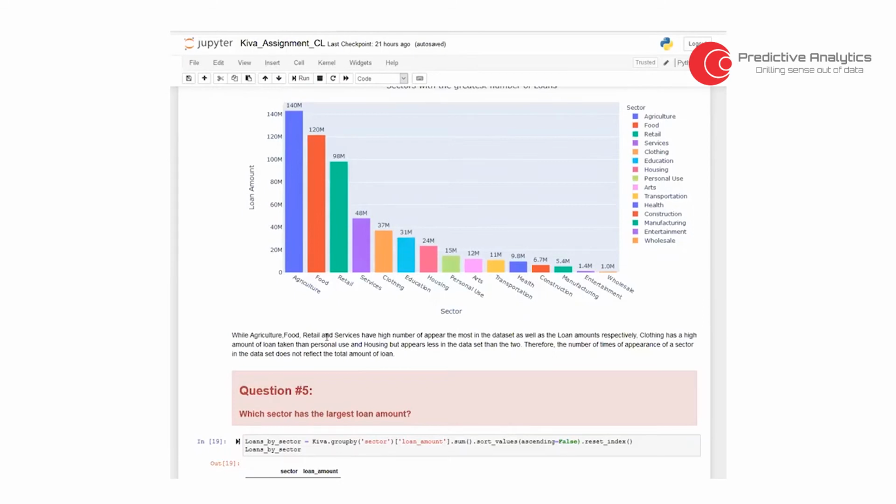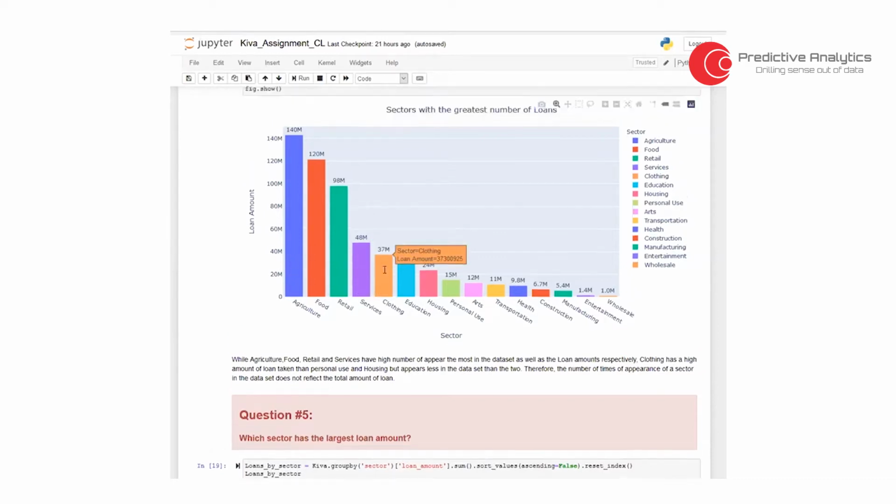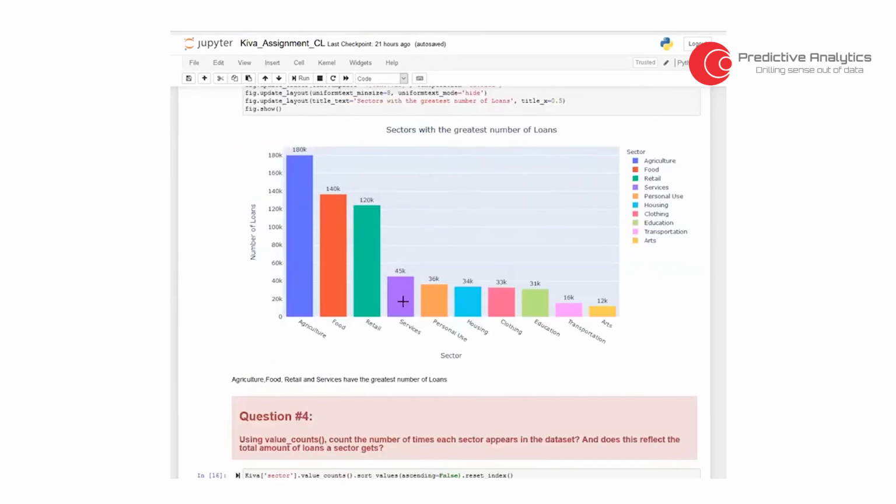while agriculture, food, and retail services have a high number of appearances, the most in the dataset, as well as the loan amounts, respectively. Clothing has a loan amount that's second after personal loan and housing, but appears less in the data than the two. So you see, here we have services and clothing coming in at number 4 and number 5, respectively. But if you go to the loan amount, we have services and personal coming in. So clothing does not appear here. It comes in almost at number 6.